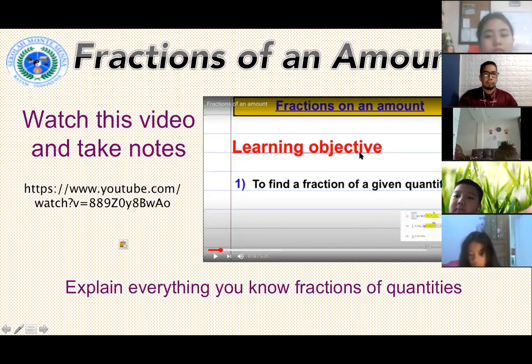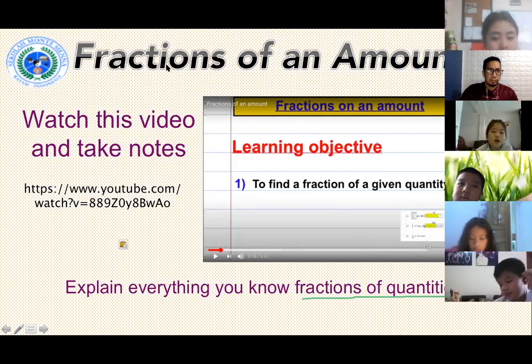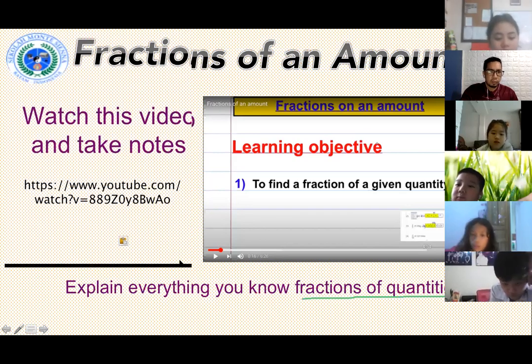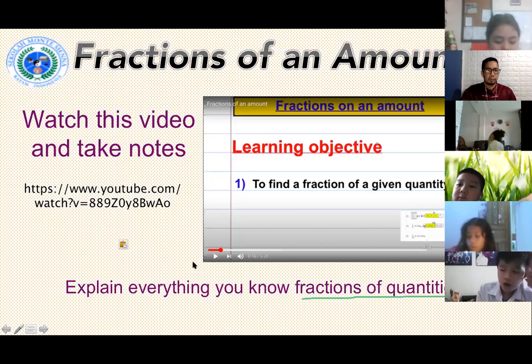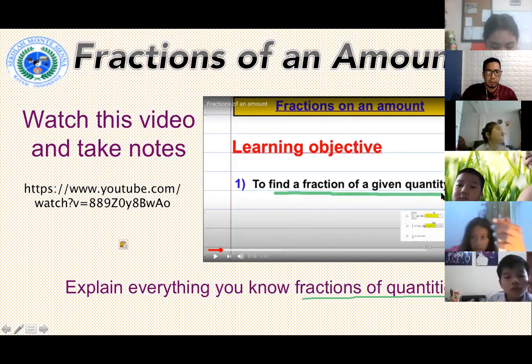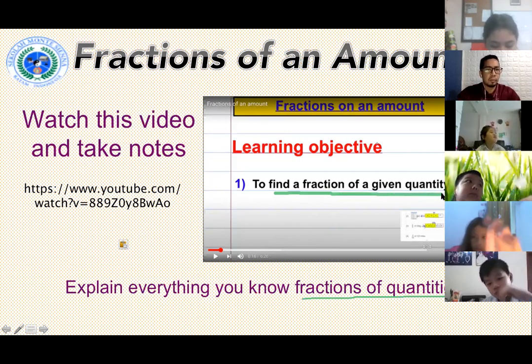Okay, going back. Can anyone explain everything or something about fractions of quantity? Who would like to share? Do I see any volunteer? Now, how do you find a fraction of a given quantity? Anyone?